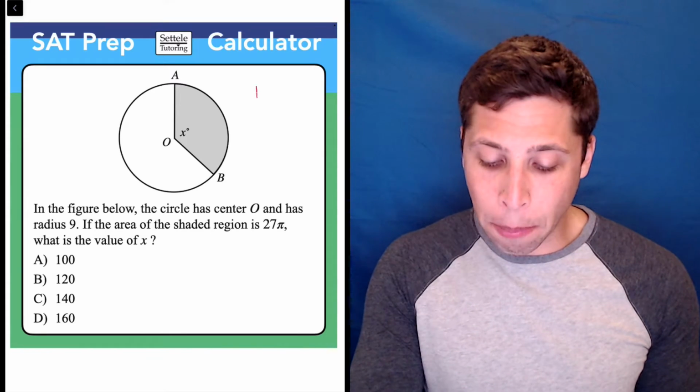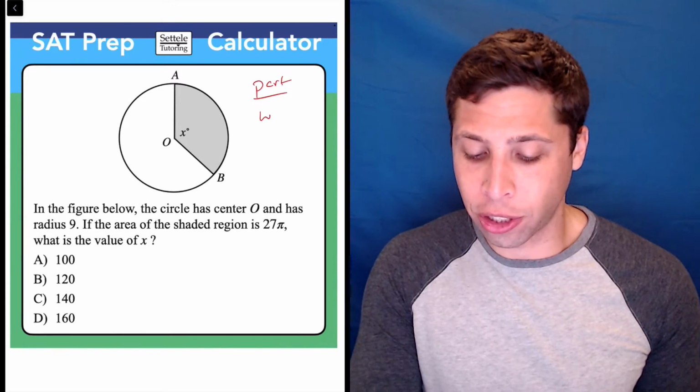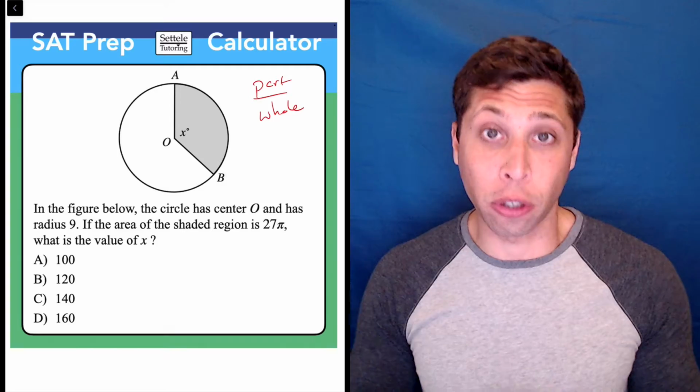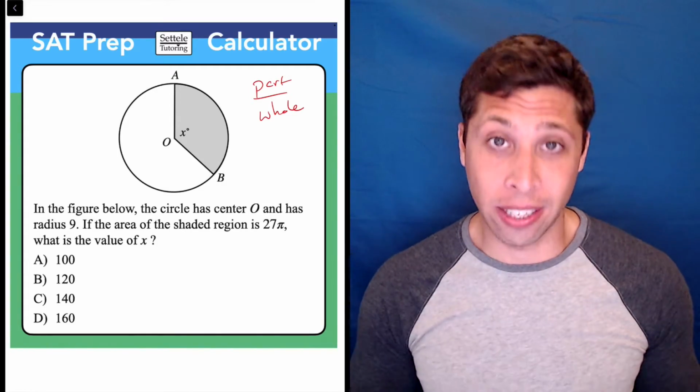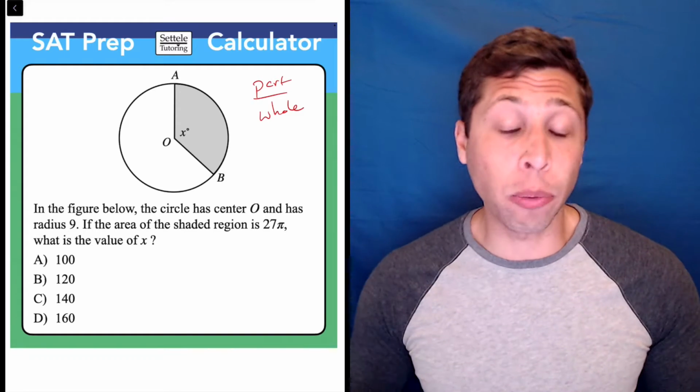This is what I call a part over whole question. Basically, whenever we have pieces of a circle, circle sectors, we're going to use fractions to represent that. So the part over the entire amount. And so there's lots of different things we can compare with a circle.